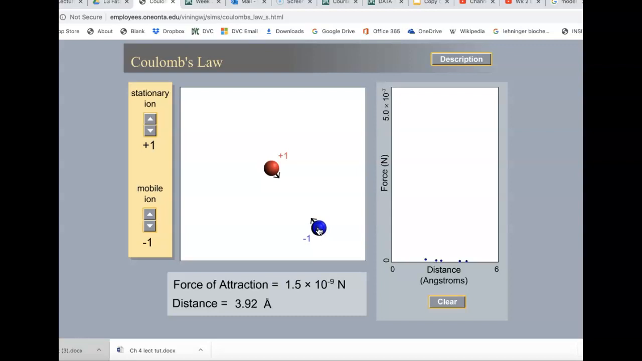If you put them close together, watch those arrows grow. Very large now, they're super close. And then those arrows of attraction get smaller as they're drawn further apart.